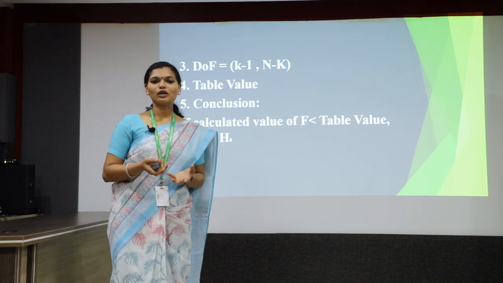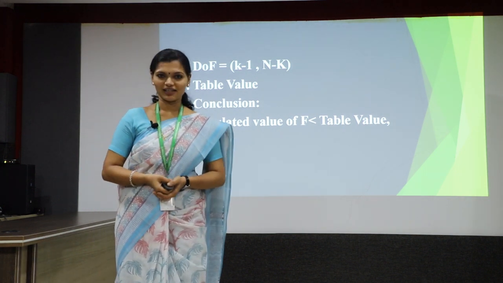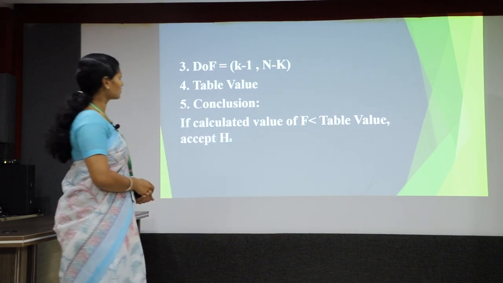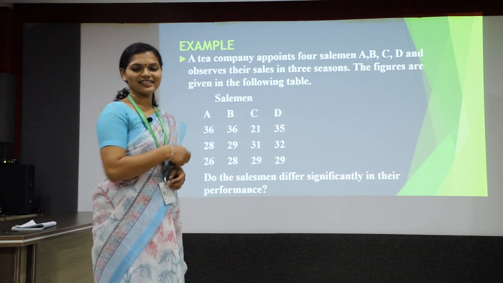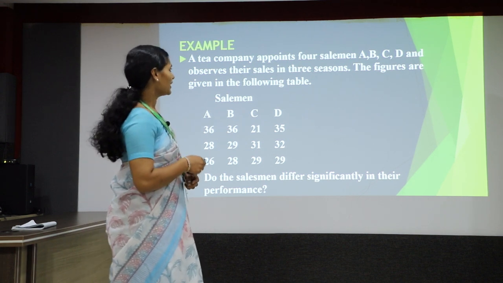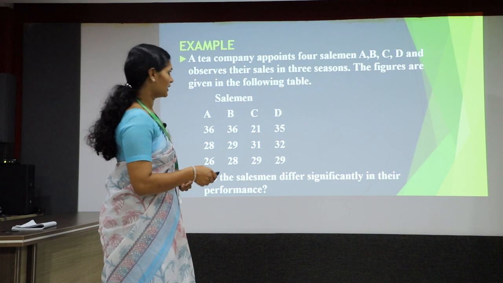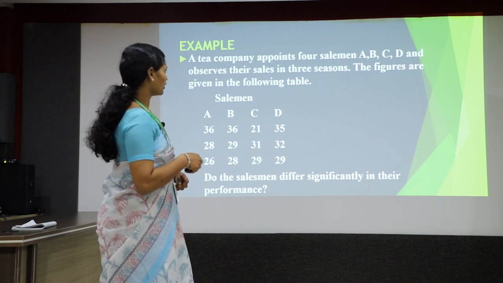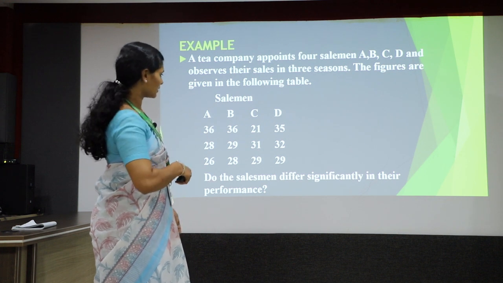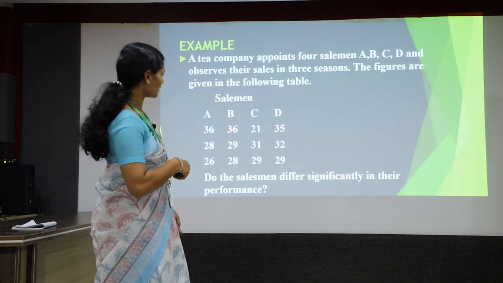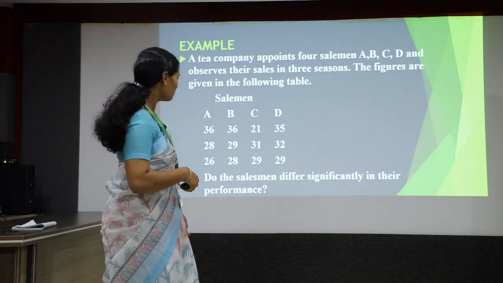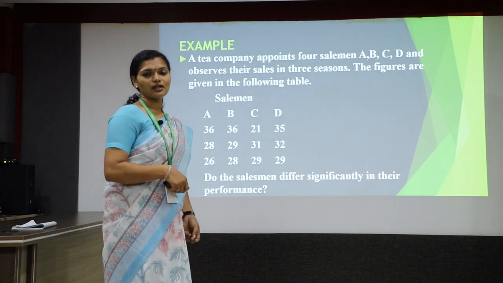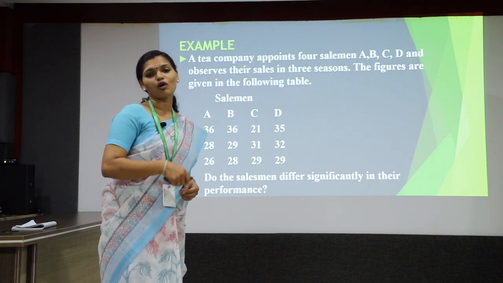Next, let's see the illustration. I gave you a problem in the beginning. Let's see the problem once again, and then I'll solve it for you. A tea company appoints 4 salesmen A, B, C, D and observes their sales in 3 seasons. The figures are given in the following table. Do the salesmen differ significantly in their performance? So we have to evaluate the performances of the 4 salesmen.